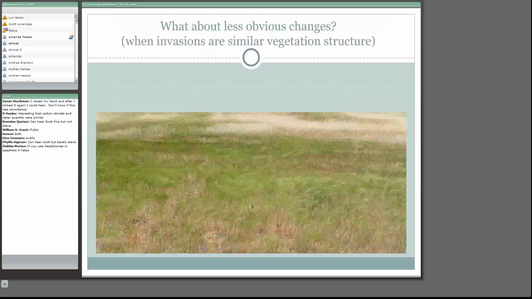Talking about the less obvious changes, as I showed this earlier, I talked about vegetation types where it's not real easy to see differences in the field, and so this is another consideration, when the vegetation is not real clear as far as the differences.